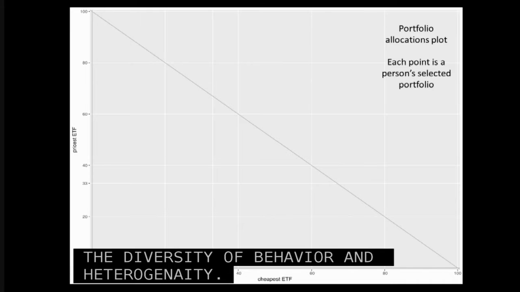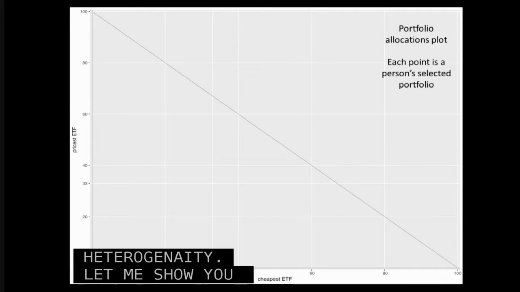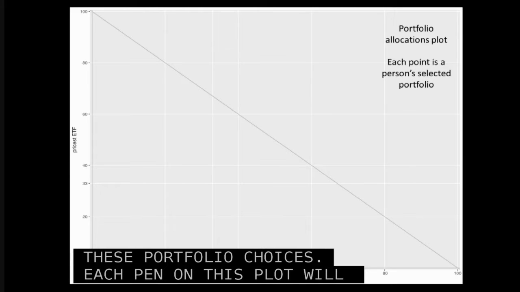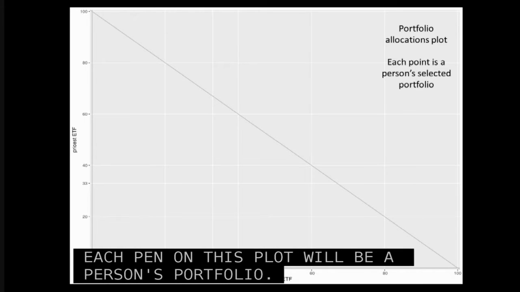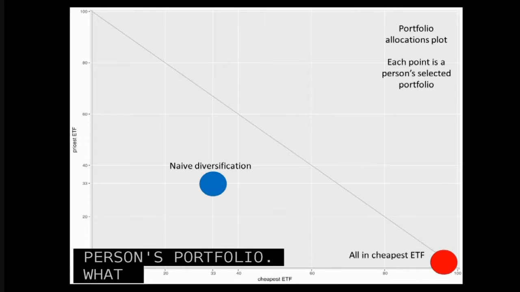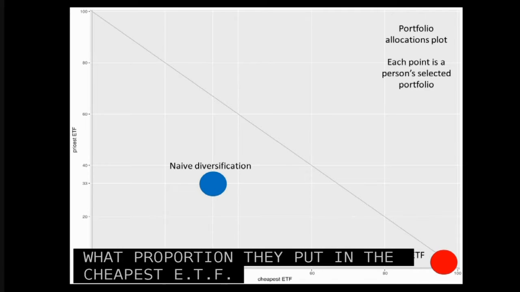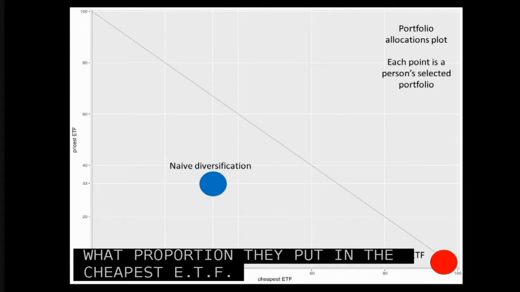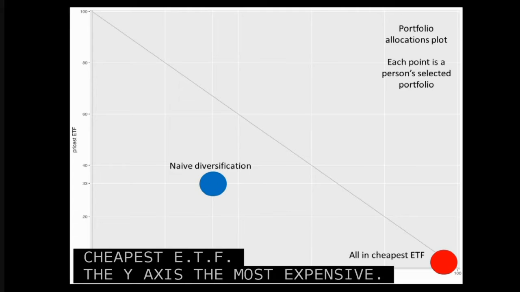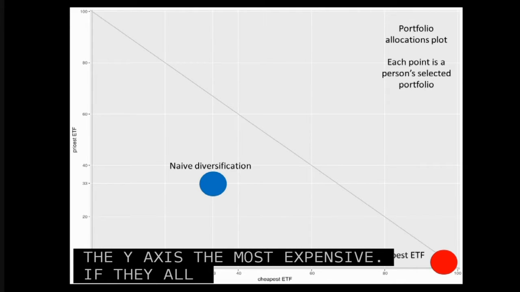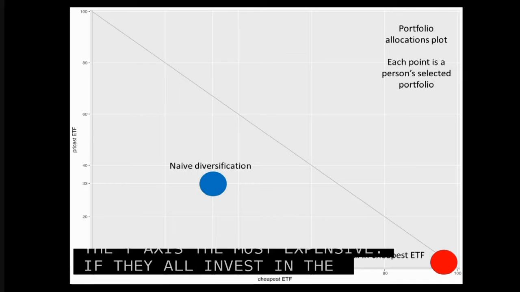Each dot in this plot is going to be a person's portfolio. The x-axis is what proportion of their budget they put in the cheapest ETF. The y-axis is what proportion they put in the most expensive. So if people were investing all in the cheapest ETFs, they'd be down in this corner. Naive diversification would be at 0.3 and 0.3 on the x and y axis, all right?